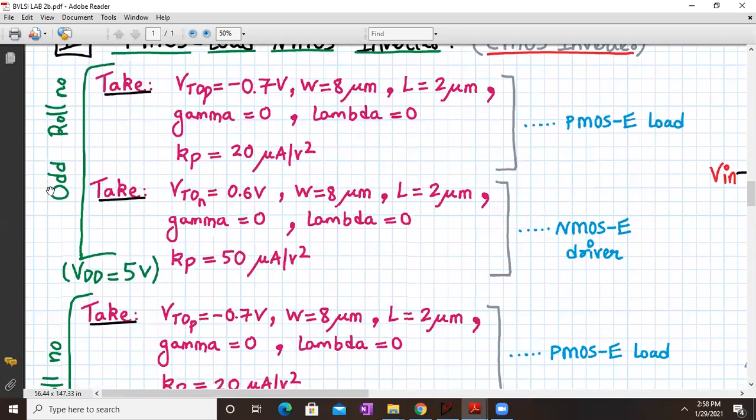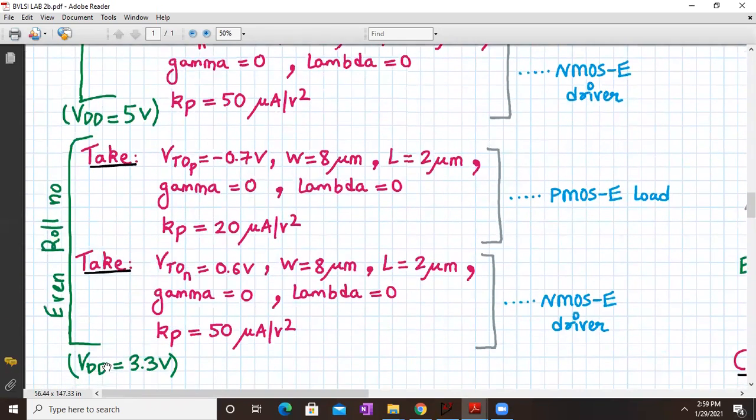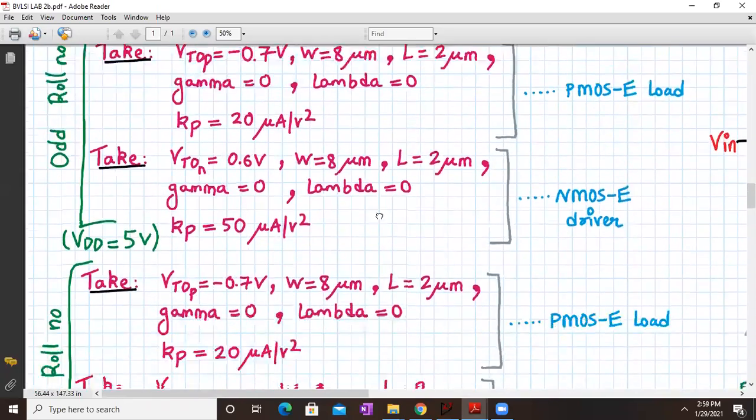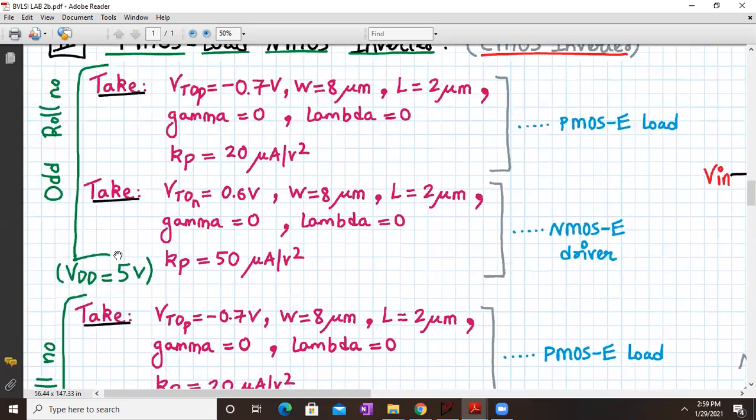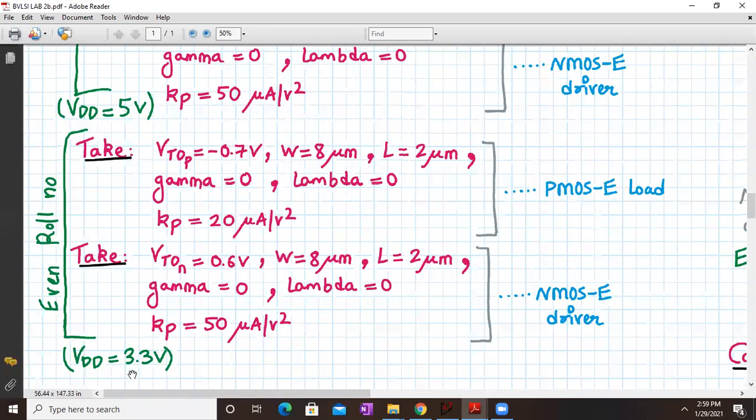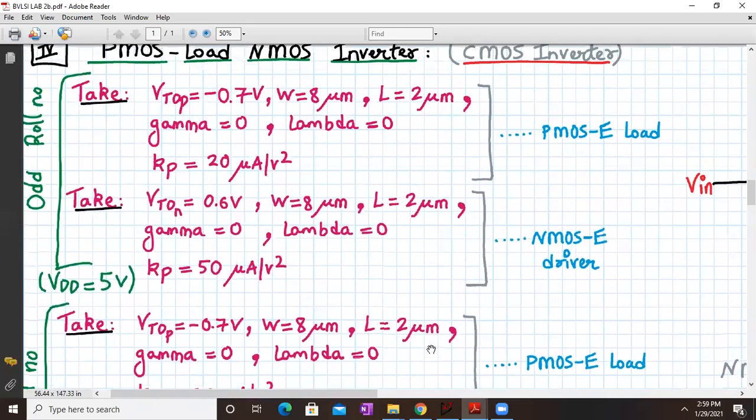So for odd roll numbers, we have to take VDD as 5 volt, and for even roll numbers, you take VDD as 3.3. That's the only change you have to make. Internal parameters are all the same. So just take the different power supply values. Again, I repeat, odd roll numbers take VDD as 5 volt, and even roll numbers take VDD as 3.3. Okay, so let us start now.